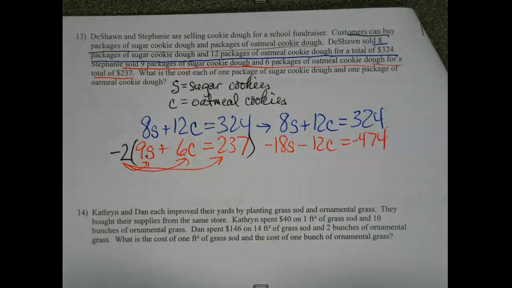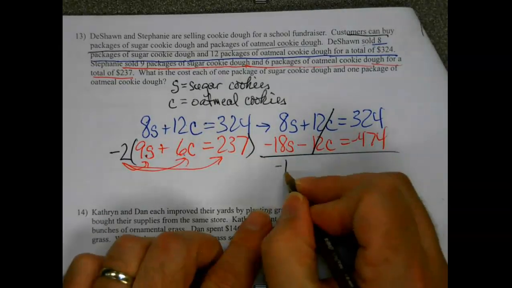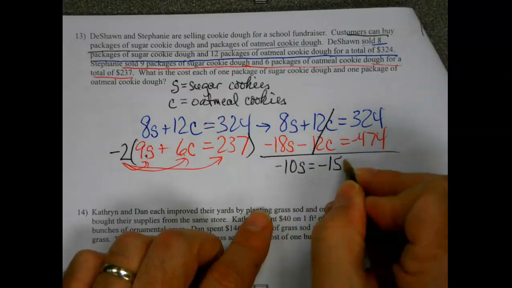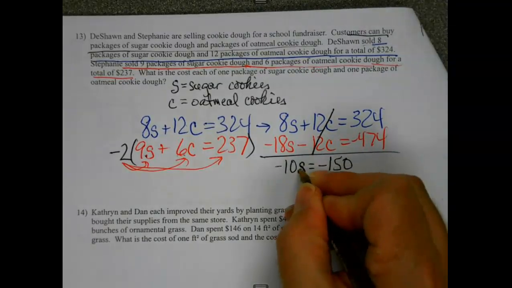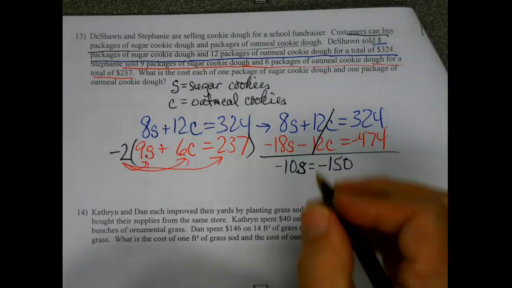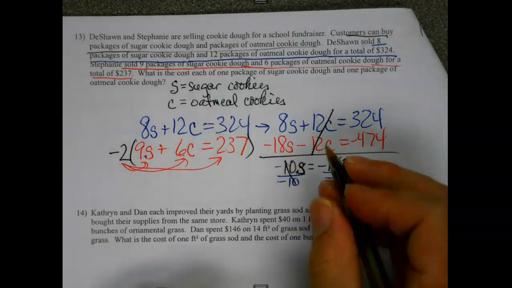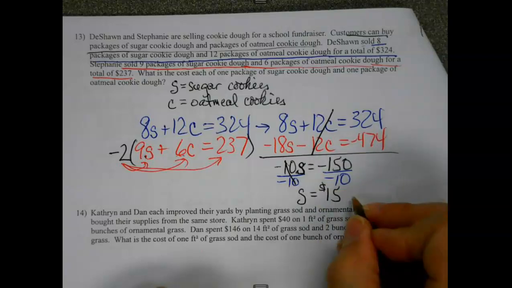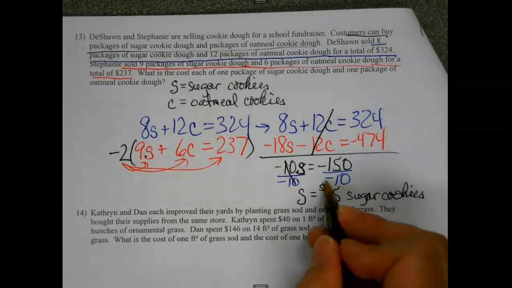I can see that my C's are going to cancel. There they go. -10S equals -150. Okay. Divide by -10, because we shouldn't be getting decimals for these. So your sugar cookie dough is $15 a package.